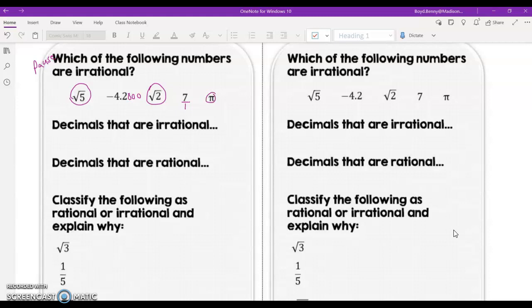So decimals that are irrational don't repeat and don't stop. Decimals that are rational either repeat or stop. These are called repeating decimals, and when they stop, they're called terminating. Okay?